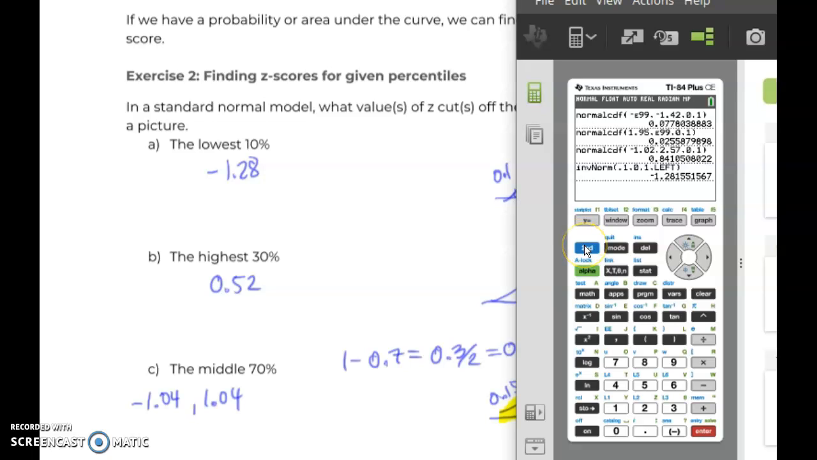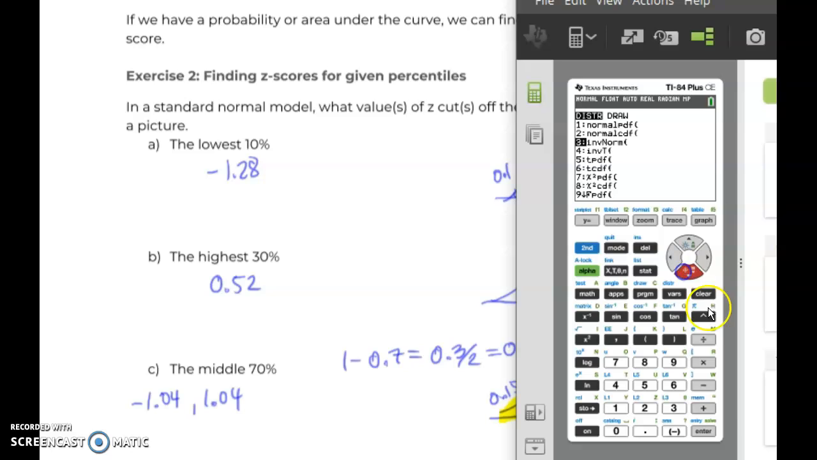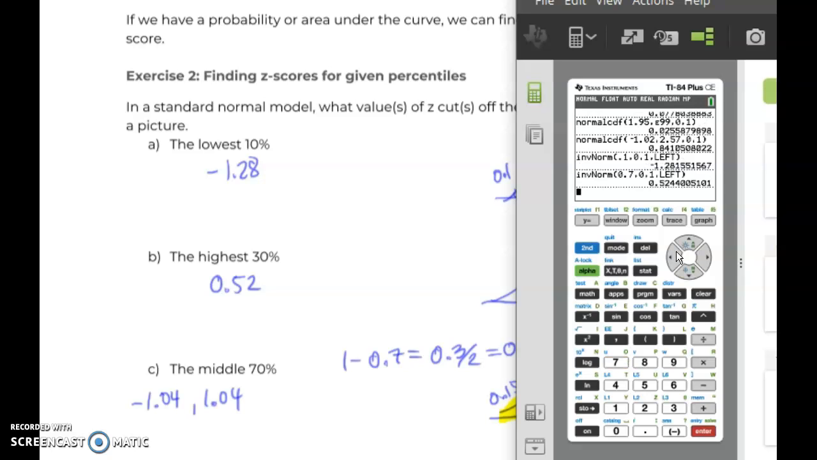Going to our second question, which looked for the highest 30%, and just like before, since the older versions of the calculator use area to the left, we're going to do the same thing. Since there's 30% on the right, that means there's 70%, or 0.7, on the left. Hitting enter over here, we end up with 0.52.